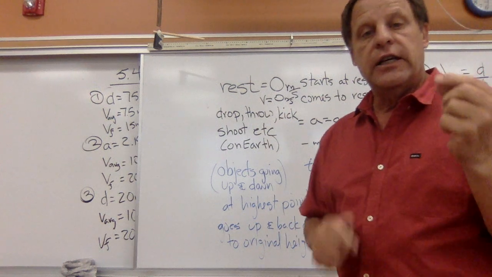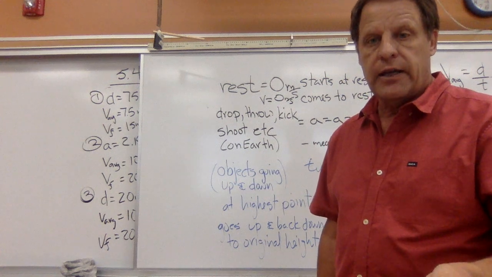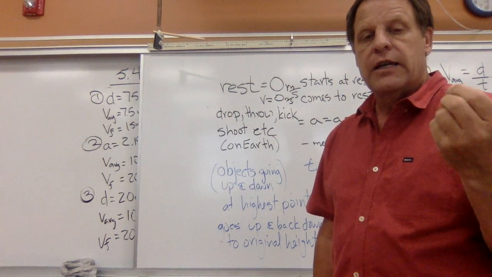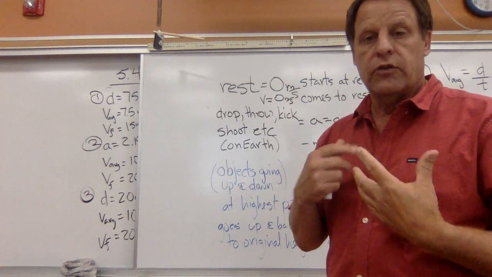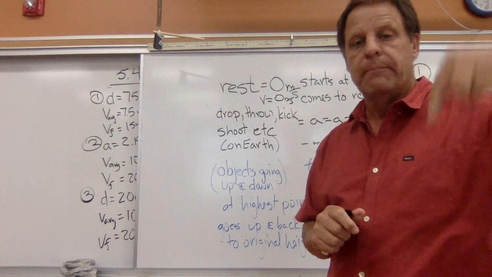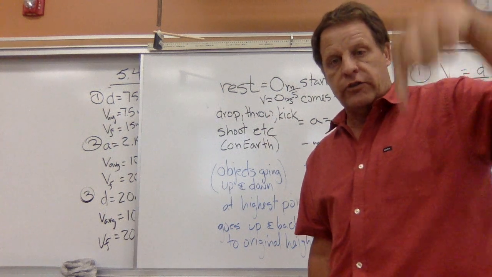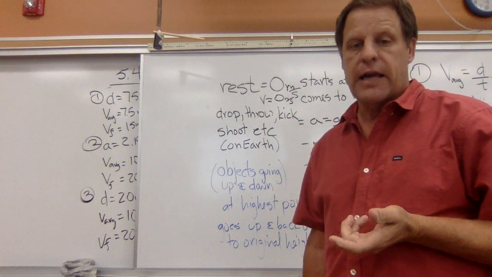Now, if I ask you what G is, what does it mean to say G? G is the acceleration due to gravity, and it is 9.8 meters per second squared. But in this class, we are going to use 10. So that's going to be 10 meters per second squared. And that's the acceleration due to gravity that's going to go down.